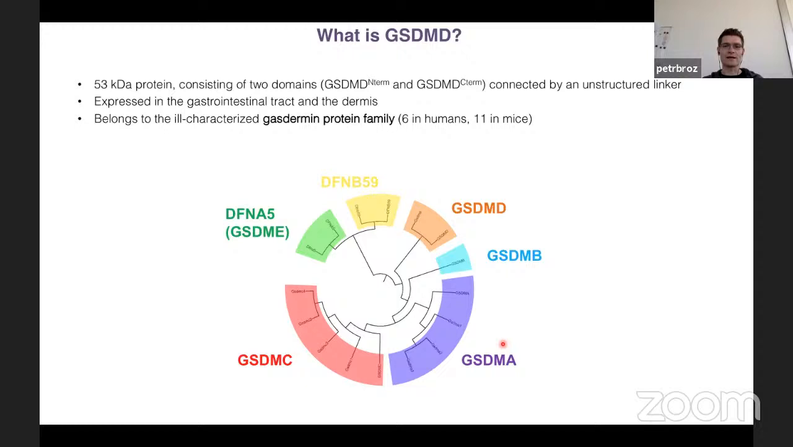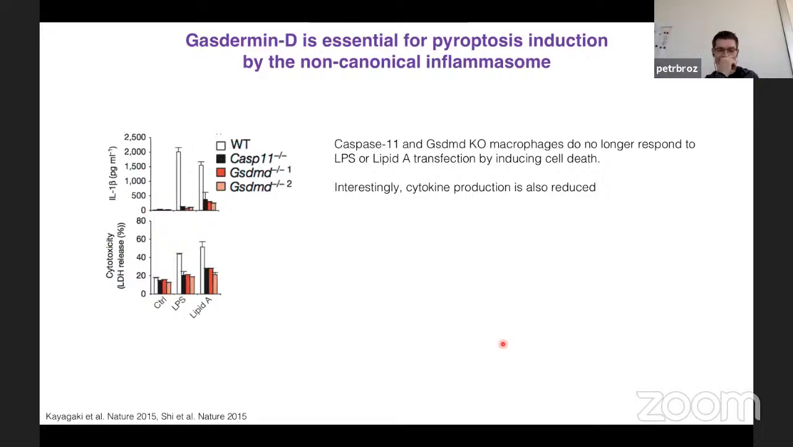So what did they show in these papers from Feng Shao and Vishva Dixit? I just want to highlight some of the key data here. They showed, for example, that gasdermin-deficient macrophages, similarly to caspase-11-deficient macrophages, do not respond to LPS or lipid A transfection by inducing cell death. You can see that here. They transfected LPS or lipid A. There's no response in the black bars, caspase 11, but also no response in two lines of gasdermin D knockouts, compared to the very clear wild type response of cell death induction. And gasdermin D is also required for IL-1 beta release. There's IL-1 beta release here in the wild type, but not in the knockouts.